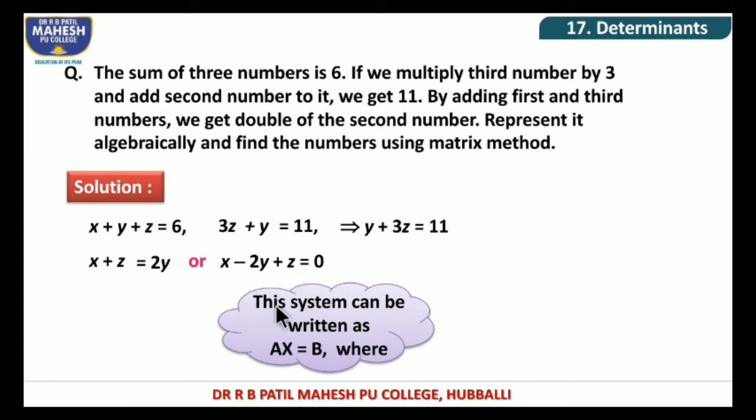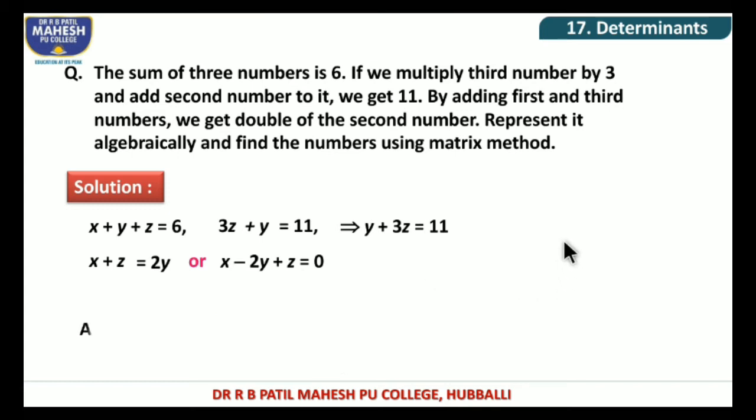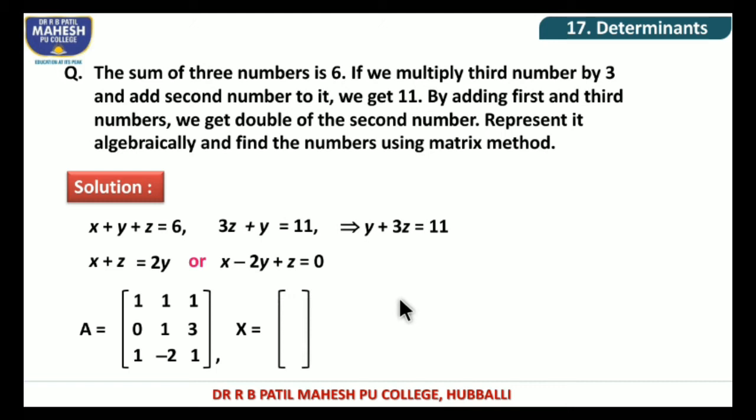The system can be written as AX is equal to B, where the A matrix contains the elements 1, 1, 1, 0, 1, 3. Already I told you there is no x term, which means the coefficient of x is 0. Therefore, we take 0, 1, 3, and according to the third equation, we have 1, minus 2, 1. The X matrix, a column matrix, contains the values x, y, z, and the B matrix contains the constants 6, 11, 0.